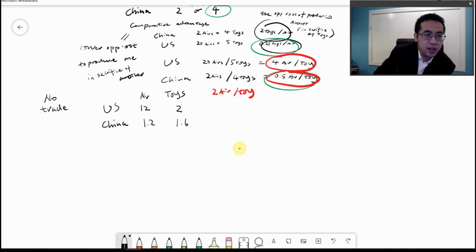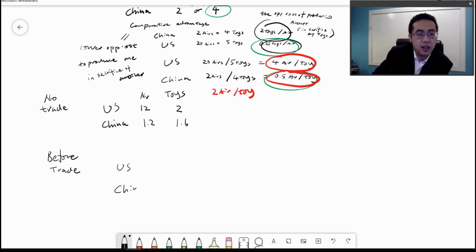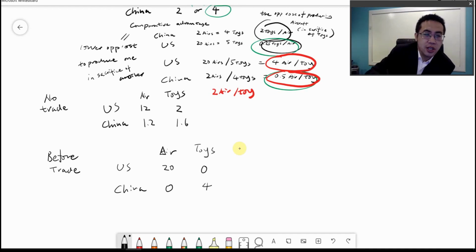Let's say if there is a trade, so we need to bring the scenario down into a before-trade scenario and an after-trade scenario. Let's say the U.S. and China both focus on their comparative advantage. As I said earlier, the U.S. has a comparative advantage in aircraft production. The U.S. just does aircraft production and no toy production at all. And for China, it's the opposite. No aircraft production, but just focus on toy production. And once again, this is not either-or, this is coexistence. So it's an and.